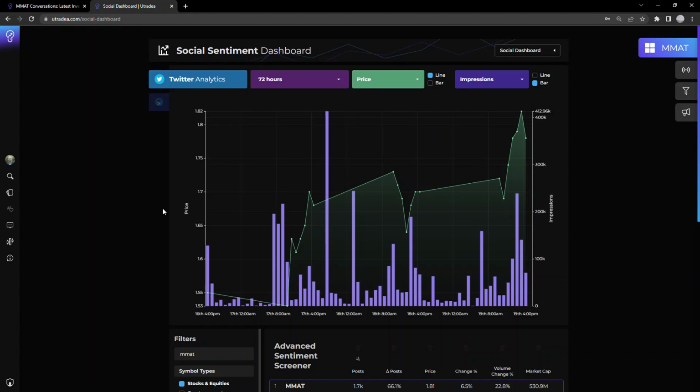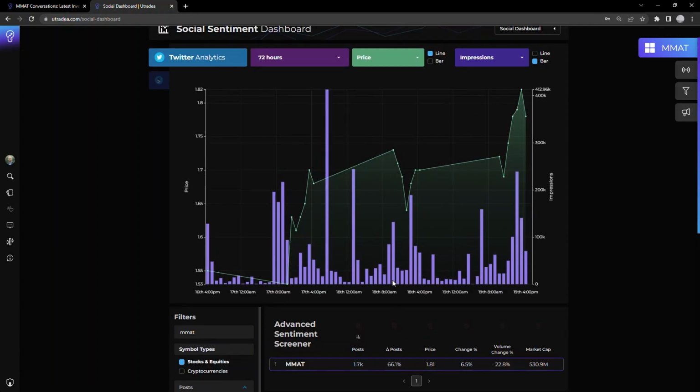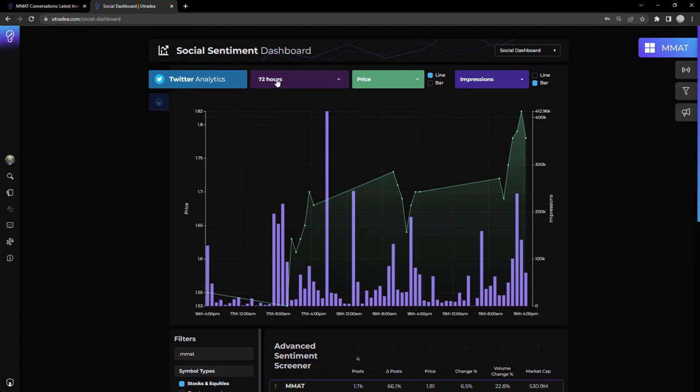Okay, let's dive into it. So the social sentiment dashboard brings in real-time data from Twitter and Stocktwits for any stock that is out there. So whatever stock you're holding in your portfolio, or if you're looking for a scanner, this is the tool. Right now I already have MMAT filtered, and I'm looking over the last 72 hours at what's been going on. In green I have price, in purple I have impressions. And impressions are the number of people that see a tweet that has the hashtag MMAT.